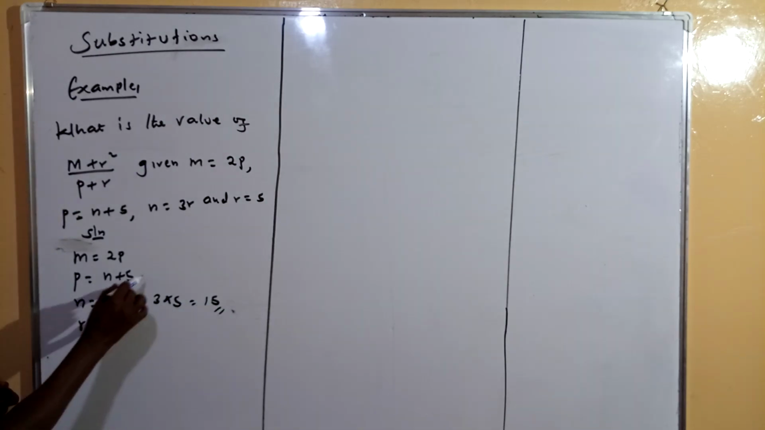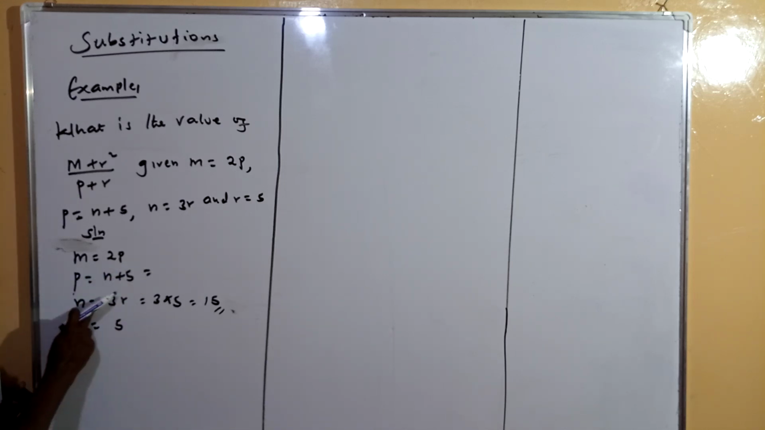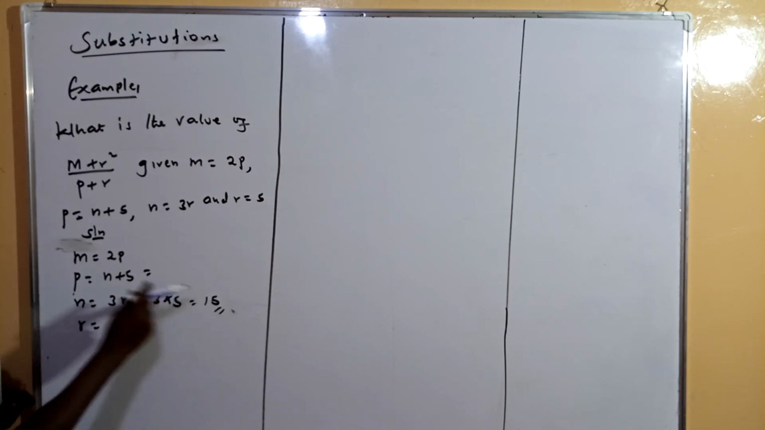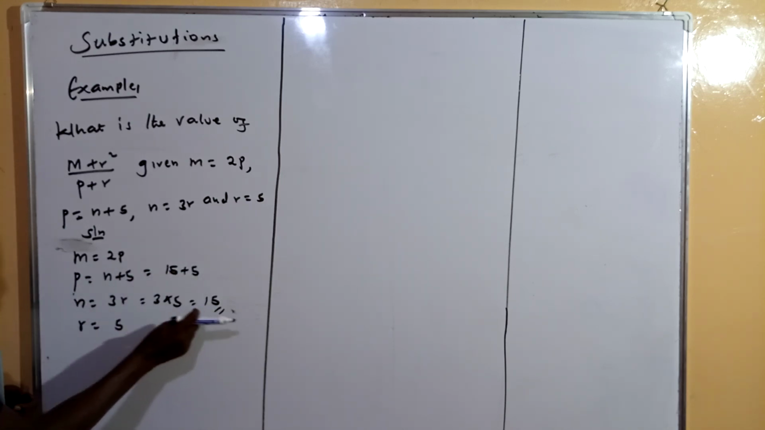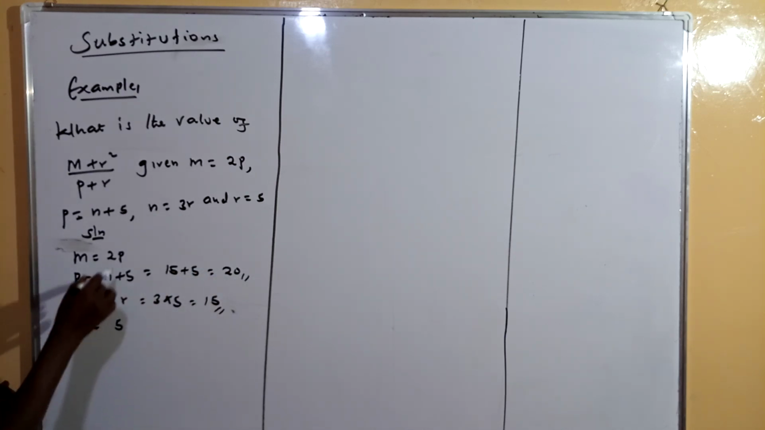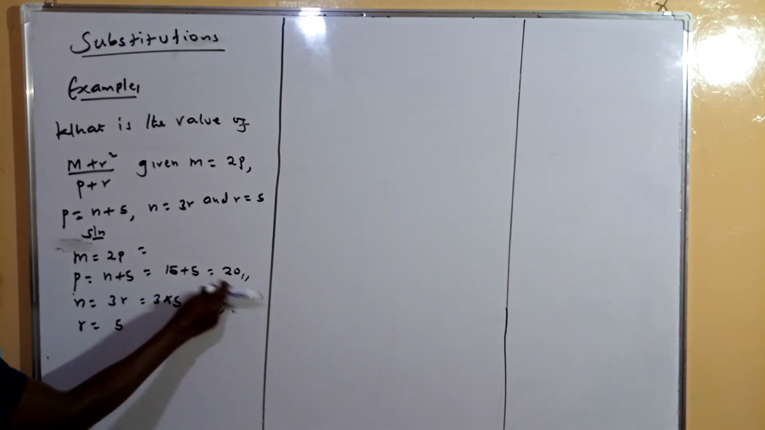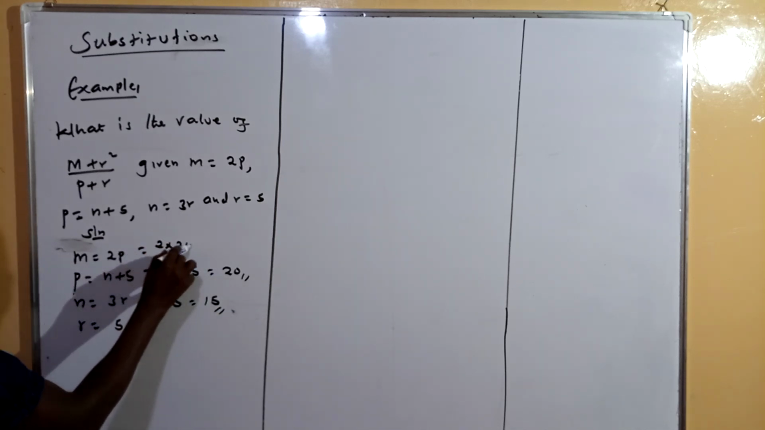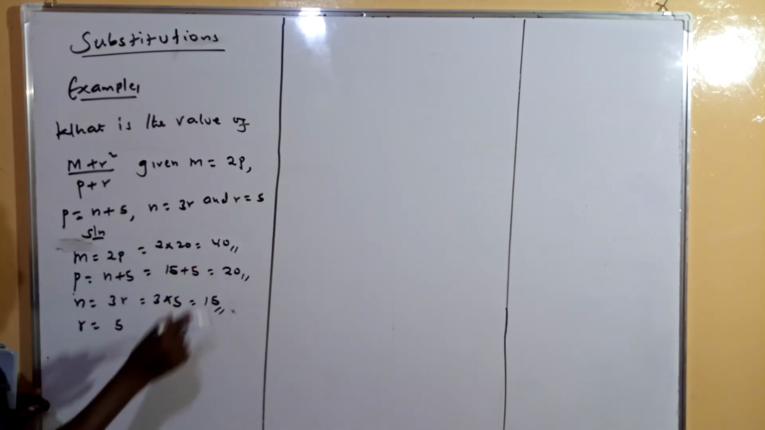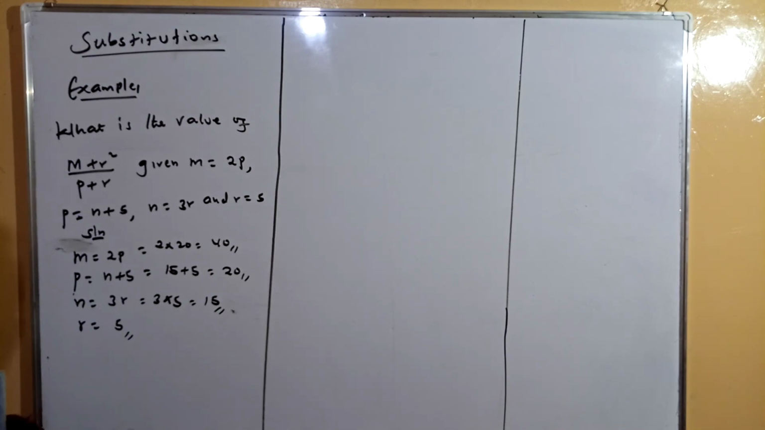Just understand. Then when you go for b, b is n plus 5. And remember, n is 15. So you're going to say 15 plus 5, because n is 15. This will give us 20. Underline this one. Then m is what? m is 2b. b is 20. So m will be 2 times 20, which is 40. These values underlined are the ones we are going to take.